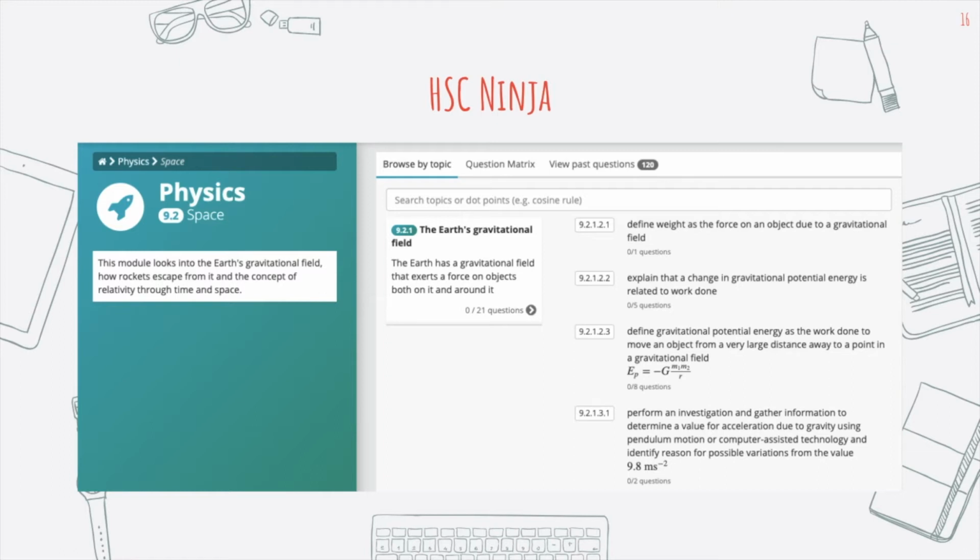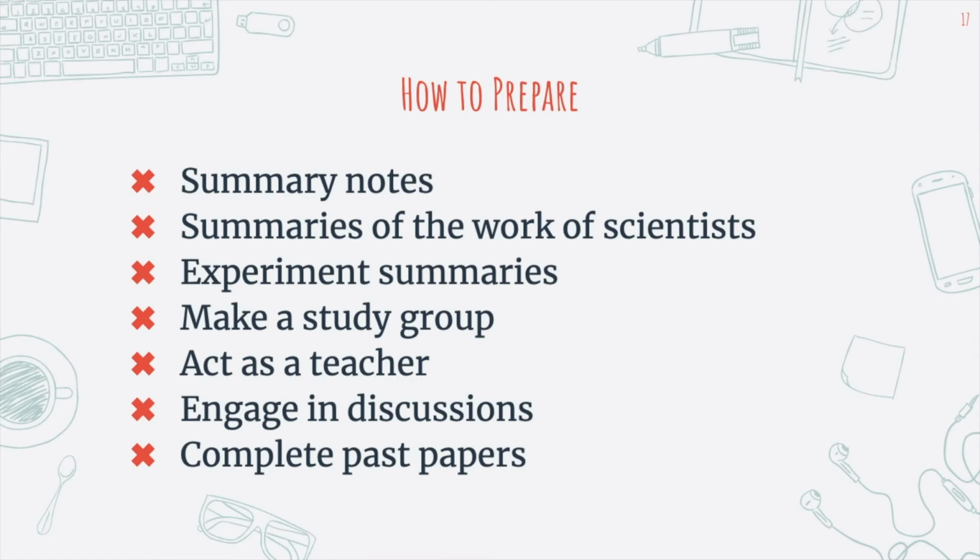So, in summation, we should be looking to prepare summary notes based on the dot points from the HSC syllabus, and it's important not to forget about those working scientifically skills. We should have summaries of all of the work of the scientists that are mentioned by name in the syllabus, as well as the first-hand investigations that we performed. Once you have those 3 things, you should look to create a study group with your peers, either at your school, at your local library, or even online.